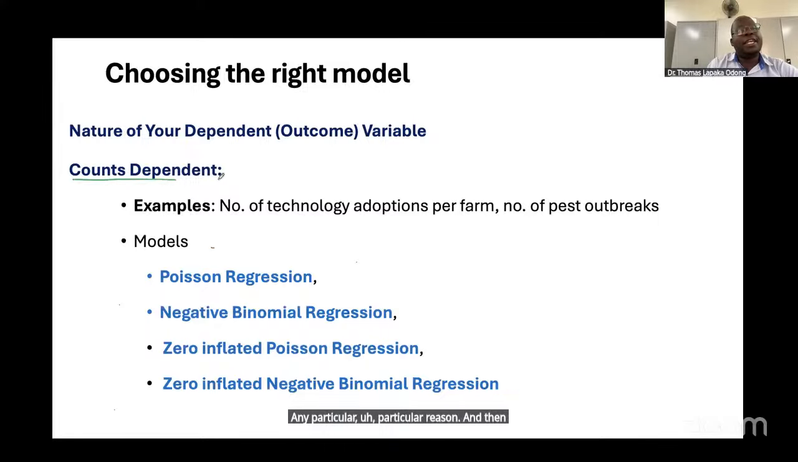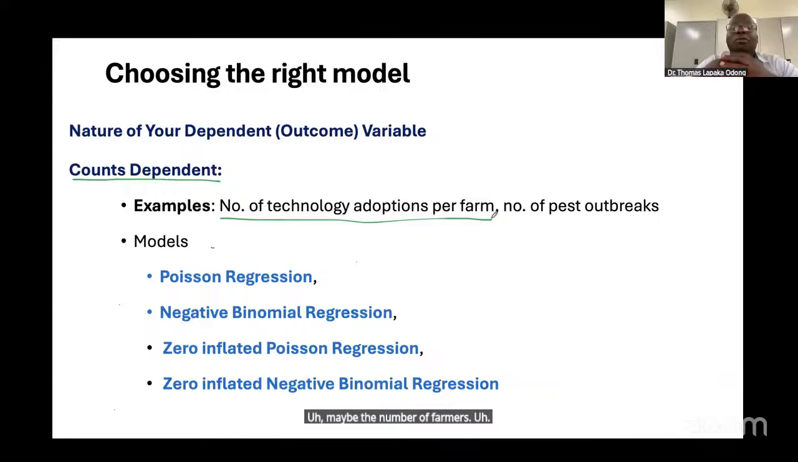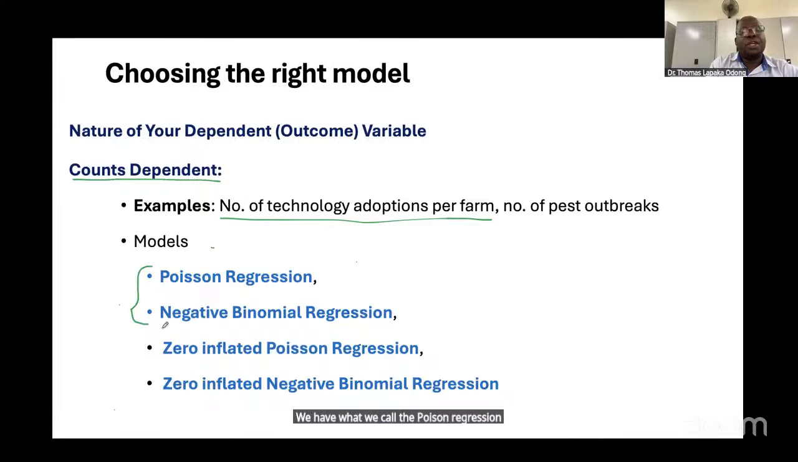And then if we are dealing with counts, so let's say you have a set of technologies that you're going to give out to the farmers and you count maybe the number of farmers who adopt, the number of technologies adopted by a certain farm, or per farm, the number of pest outbreaks. So here we have mainly two categorizations. We have what we call the Poisson regression or negative binomial regression. But when there are lots of zeros, then you may need to go for the zero-inflated Poisson regression, and then you have the zero-inflated negative binomial regression. So these are mainly for when you have count data.